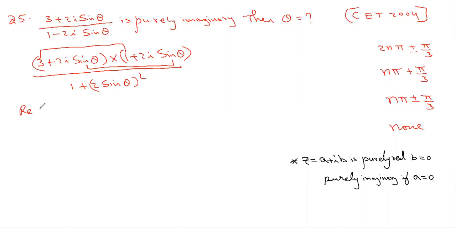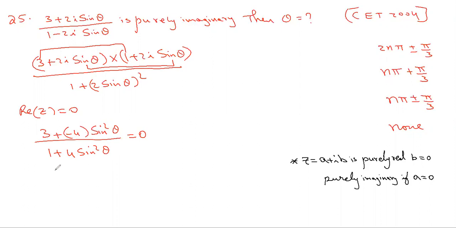Let us call this z, then the real part of z should be equal to 0. The real part is 3 ones are 3, plus 2i into 2i, the 4i square, which is minus 4, into sine square theta, by, for real part as well as imaginary part, the denominator will be the same, 1 plus 4 sine square theta equal to 0. So for purely imaginary, the real part should be equal to 0. And a fraction is 0 only when the numerator is 0.